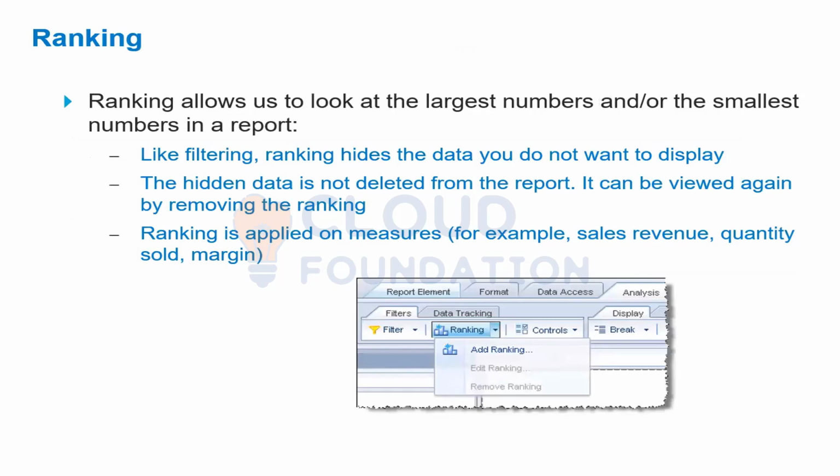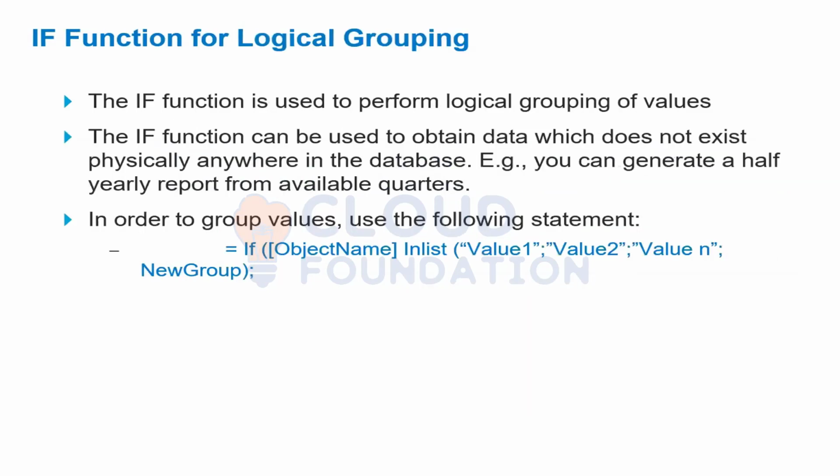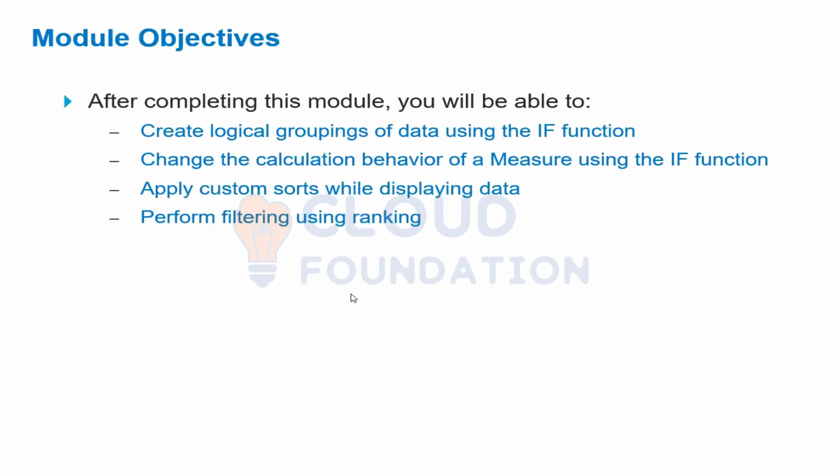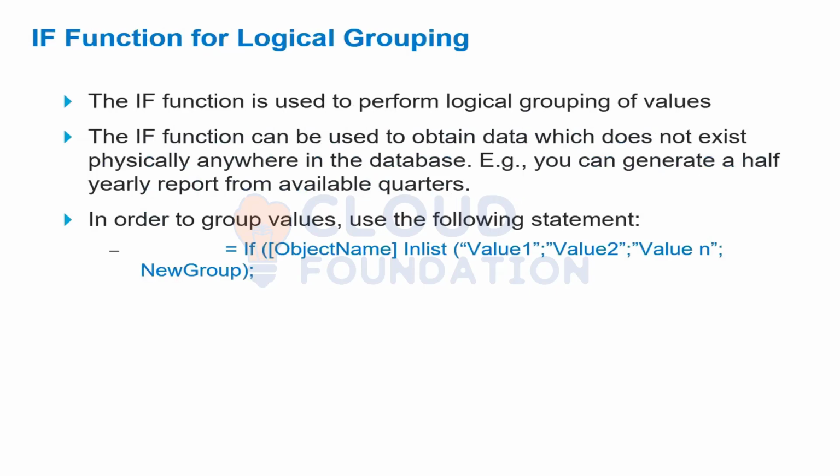For example, what we can do here is with a half-yearly grouping, H1 and H2, the first part and second part of the year. But we only have quarterly data. So what we can do is: if quarter in list Q1, Q2, then H1, otherwise H2. In that way, we can write a formula which is not directly available from the database, but we can create our own formula using if, and we can group.